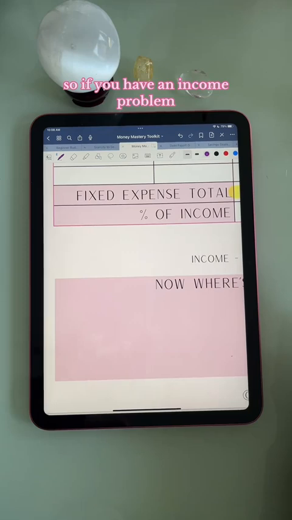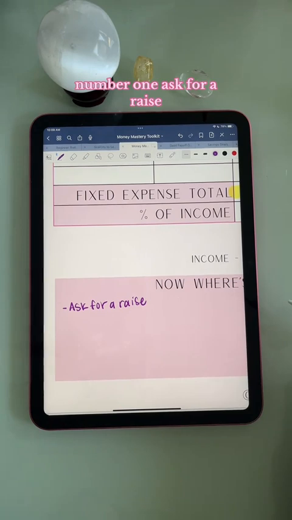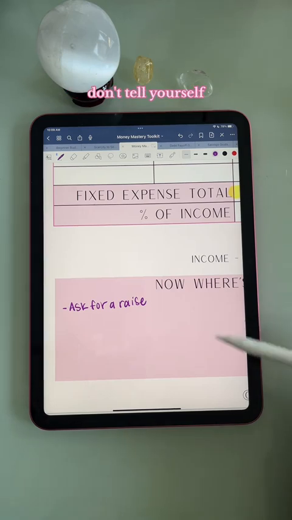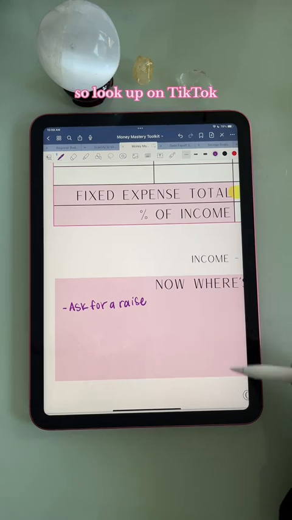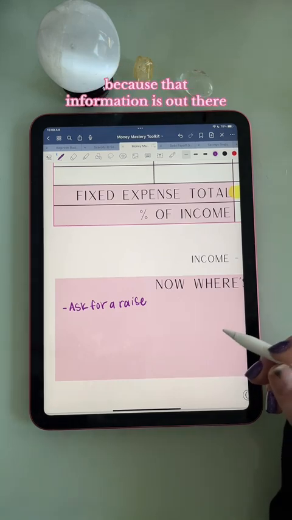So if you have an income problem, that begs the question, how do you bring in more income? Number one, ask for a raise. Okay, I know it's scary, but advocate for yourself. Don't count yourself out. Don't tell yourself they're going to tell you no. Just try. Try to get a raise. There are ways that you can ask for a raise that are more likely to get you one. So look up on TikTok people who are talking about that, because that information is out there.